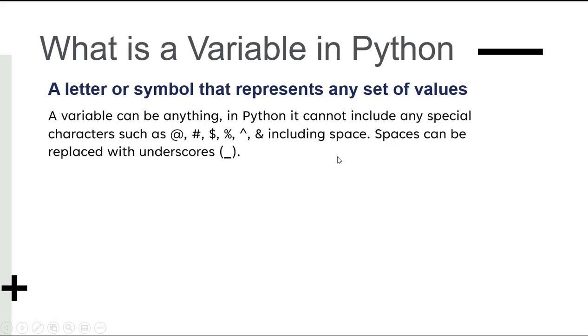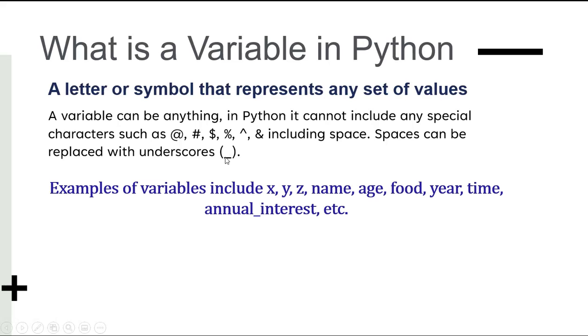It cannot include any special characters such as the @ symbol, the number sign, dollar sign, the percent sign, to the power of sign, and the and symbol, including the space. Spaces can be replaced with underscores, like this. Examples of variables include x, y, z, name, age, food, year, time, and annual interest, etc.